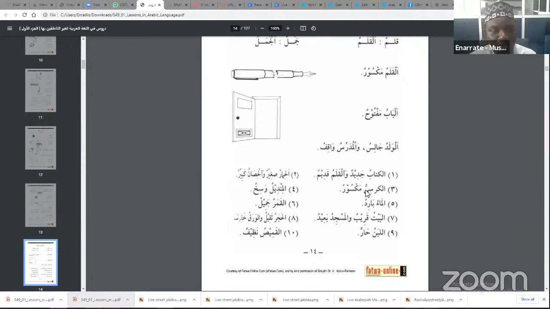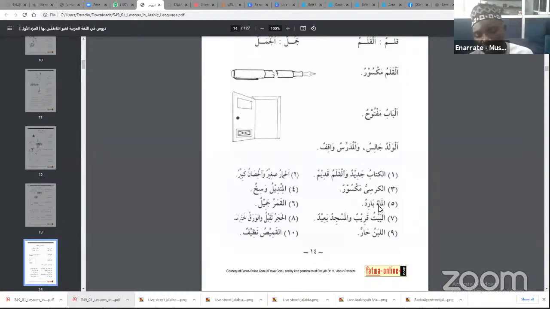So a word is not stuck to a particular word. You can just use it. That is to show that you understand the word itself and its meaning and its use. So al-kursiyu maksur, the chair is broken. Then you have al-mindil wasikh, the handkerchief is dirty. So the word for dirty is wasikhun, wasikh.